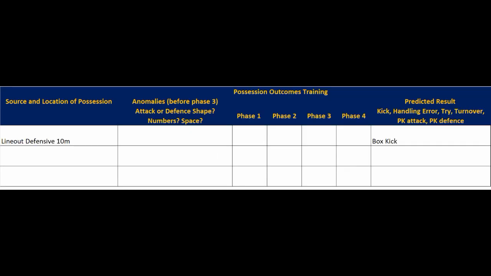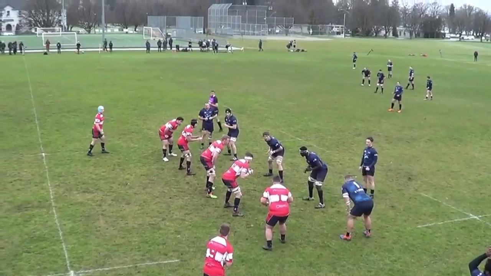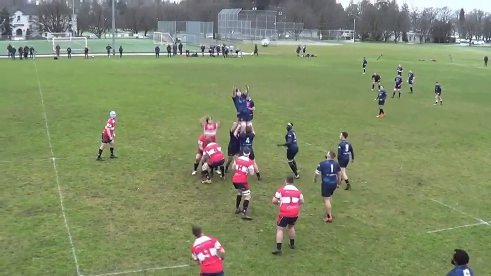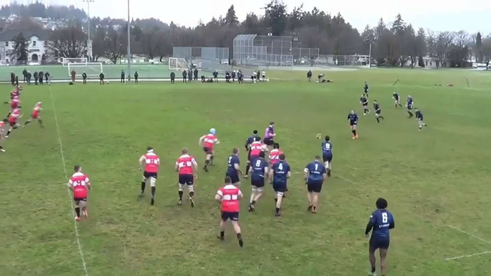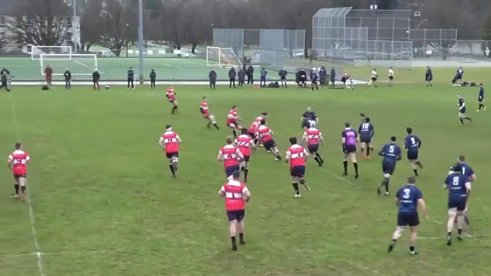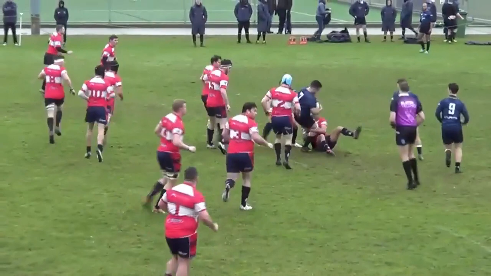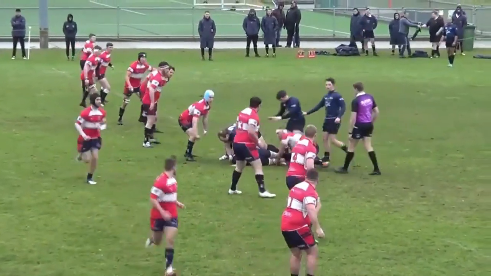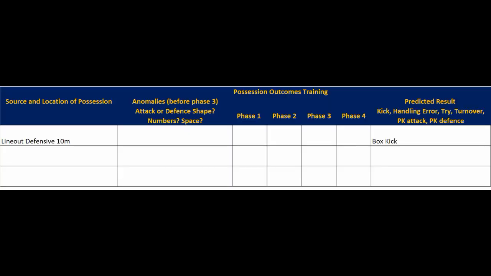Our next possession example is a lineout. Here we can watch the first couple of phases to see if there are any anomalies from attack or defense. As the ball's hit up through the forwards in midfield, the defense aligns pretty quickly. The attack has adequate support to maintain possession, so we can leave anomalies blank. Our source and location of possession: lineout in the defensive 10-meter line. Predicted result from this position: box kick.